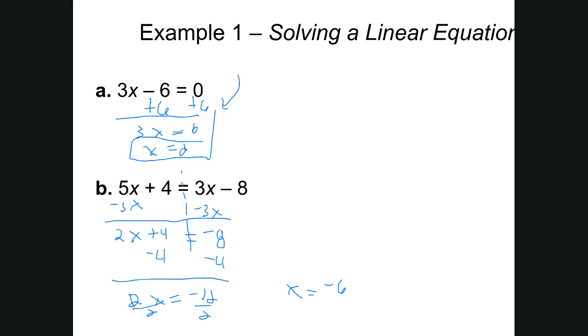And you can check yourself by plugging the answer back in, seeing if it works. If it does, you solved it correctly. If it doesn't, you made a mistake someplace along the line.